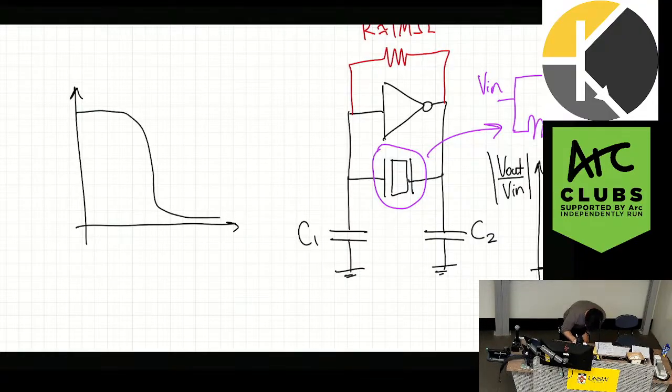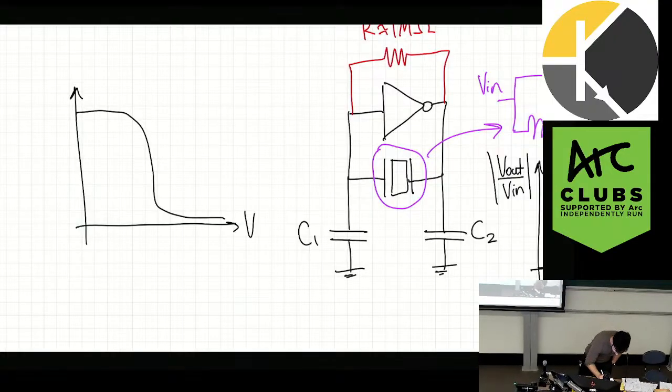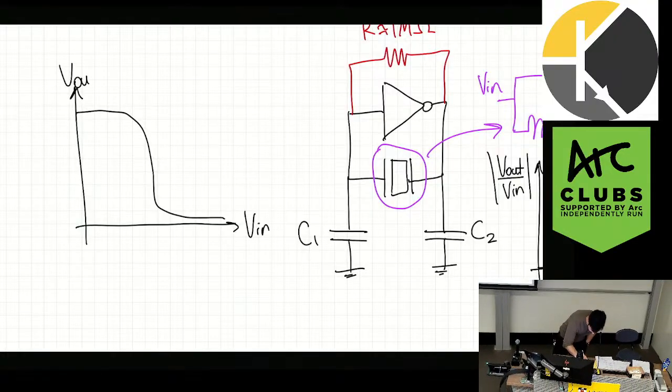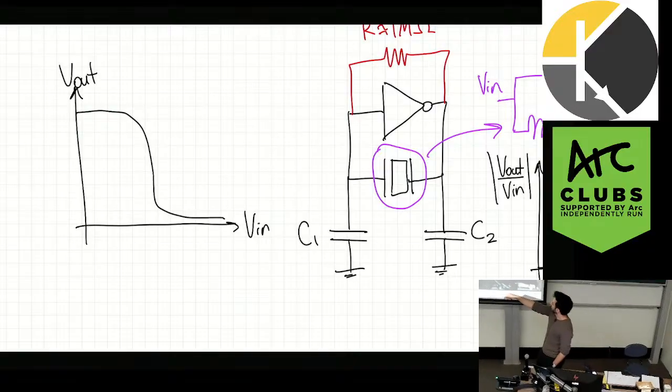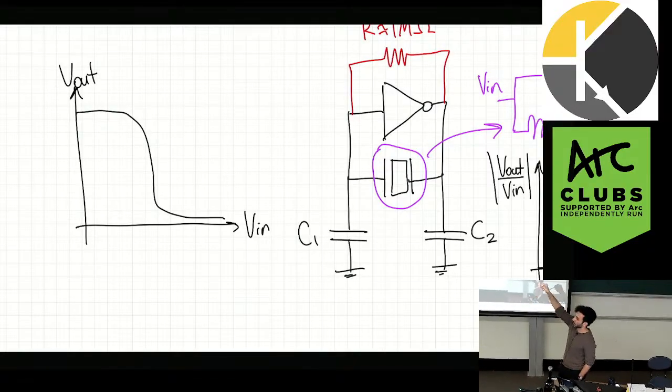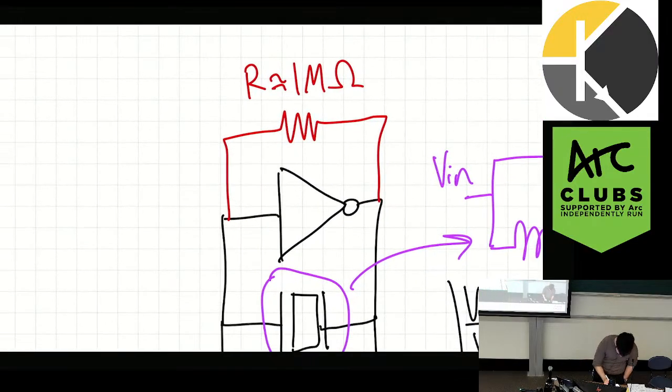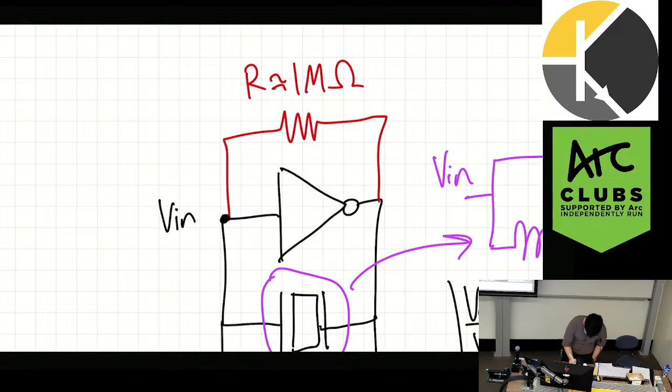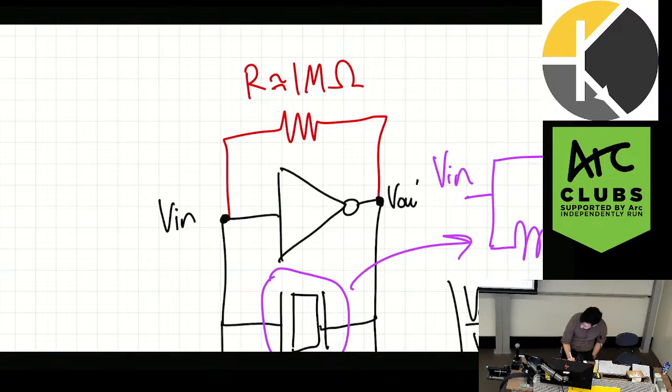That's not great. But so this would be input versus output. So when the input is low, the output is high. When the input is high, the output is low. Right? Now, at what point, where is V in equals V out? Because that's essentially what I'm doing for this, right? This is my input, and this is my output.